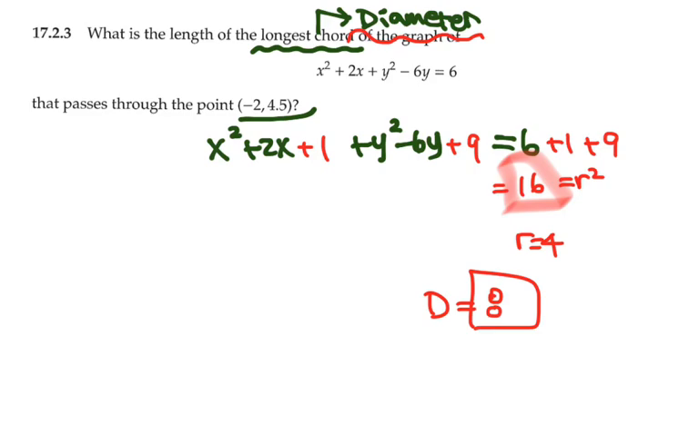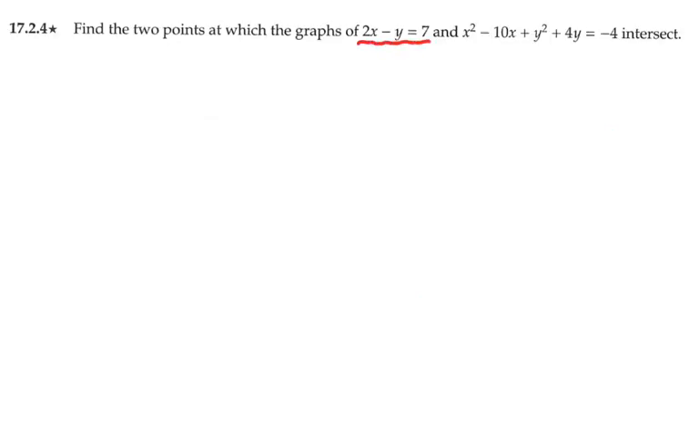Alright, let's look at the last question. We need to find 2 points where the line, as you can see here, intersects with the circle that's given. The way we're going to do it is solve for y here. Then you can see that y is equal to 2x minus 7. And then we will substitute that in place of y. So in place of y, I'm going to put 2x minus 7.